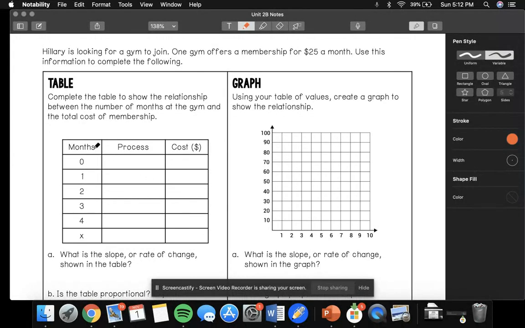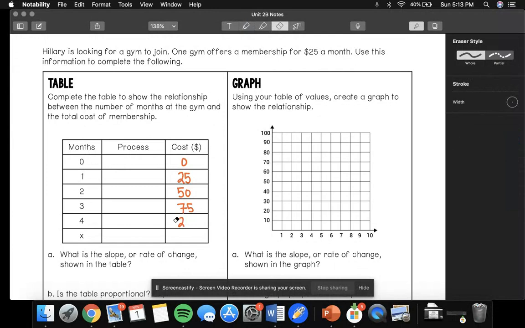Okay, so when she opens her gym membership, and she has been there for 0 months, she doesn't have to pay any money. So 0 months, $0. If she's there for a total of 1 month, that means $25 a month. That would be 25. If she was there for a total of 2 months, we'd have to add another $25 for a total of 50. 3 months, we'd have to add another 25 for a total of 75. 4 months, an additional 25 for it to be 100.